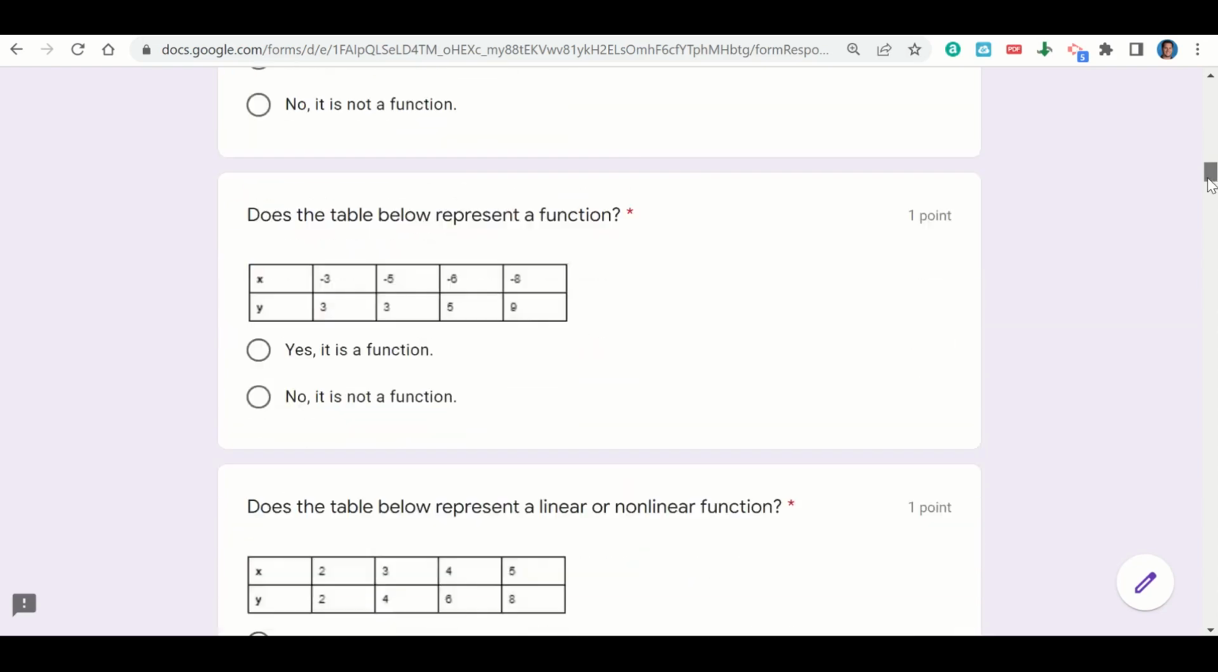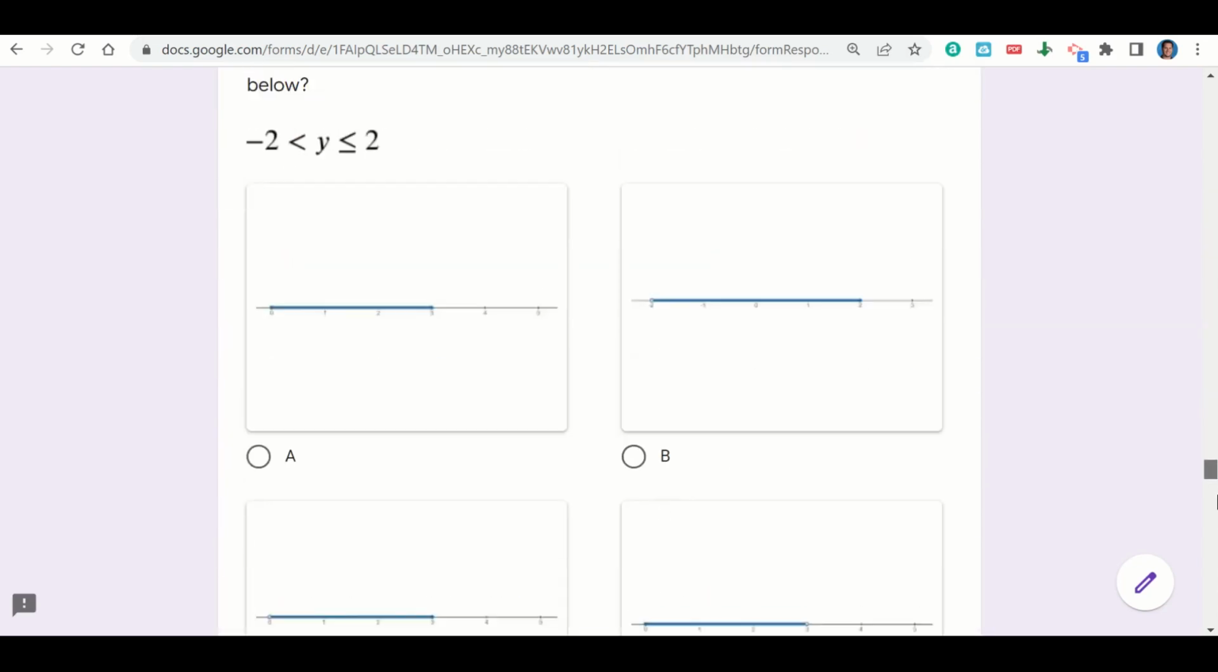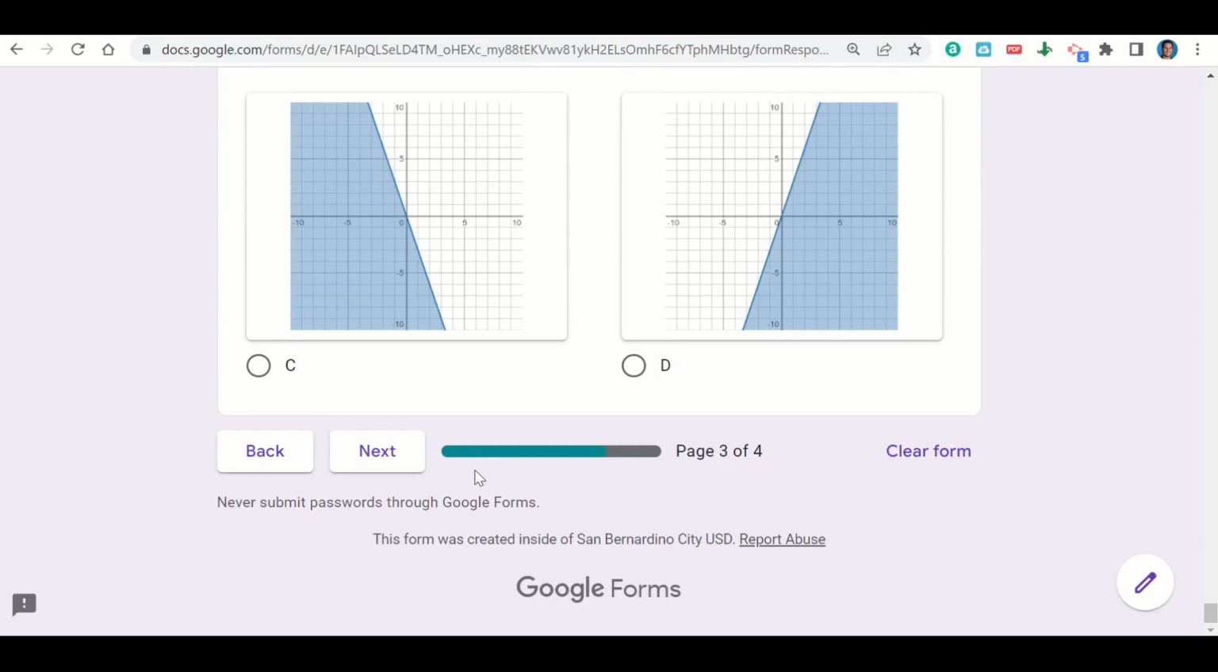And we'll continue to answer these questions all the way until we get to the end of the assignment. Once we get to the end of the assignment, we'll go ahead and click Next. That'll send us to our Before You Go. You'll fill out your Before You Go and then submit your work on Google Classroom.